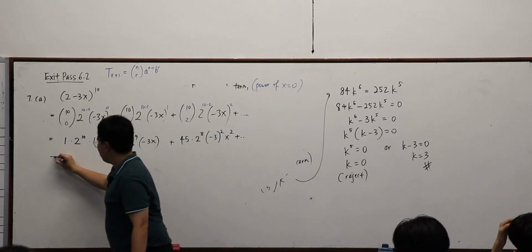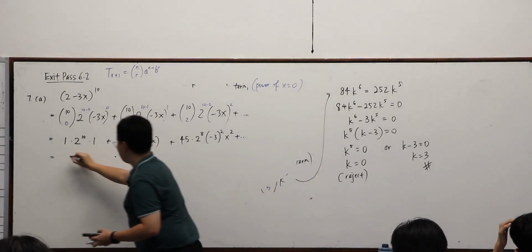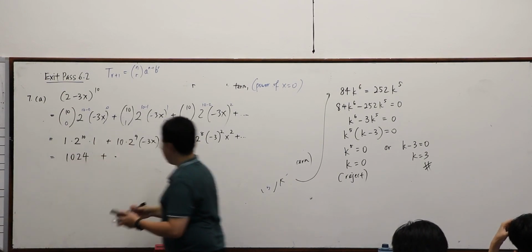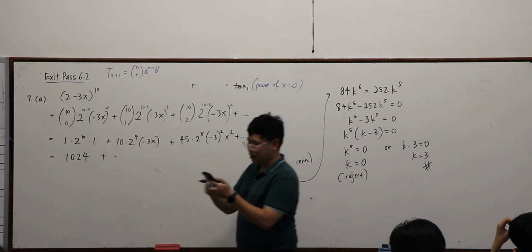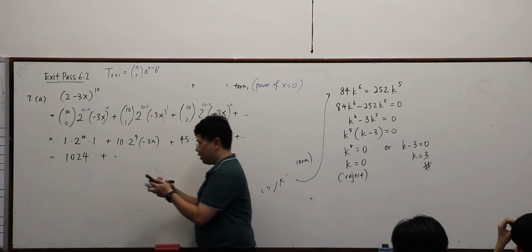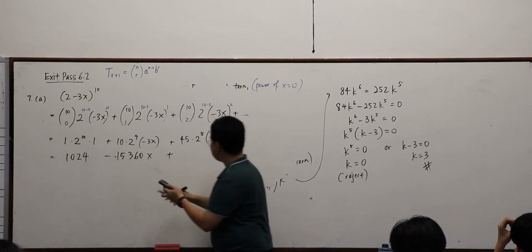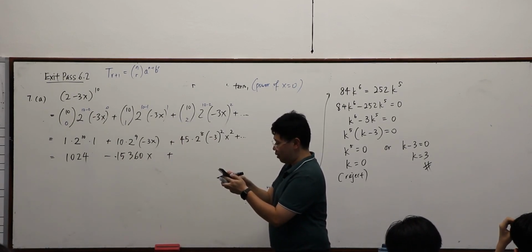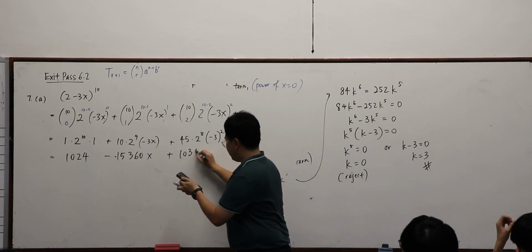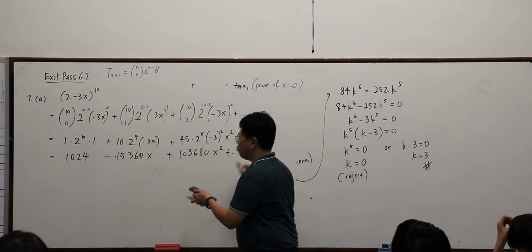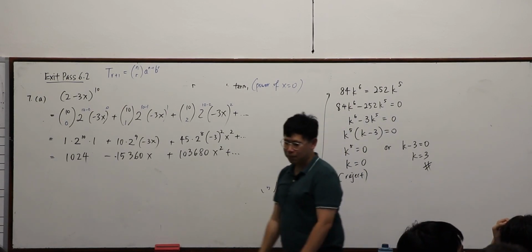Okay, then we go ahead and get all these numbers. 2 to the power of 10 should be 1024. 10 times 2 to the power of 9 is going to be a humongous number, times negative 3. So minus 15360x plus 45 times 2 to the power of 8 times 9. 103680x squared. Wow, this one is so big. Okay, so that's the first 3 terms.